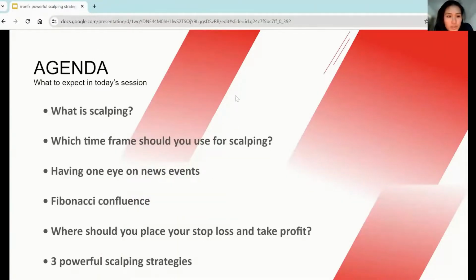So here's our agenda for today. We're going to firstly start off by doing a quick intro to scalping. Then we'll look at which timeframes we should use, followed by looking at how you can use news events to your advantage, especially when scalping. And then we'll look at Fibonacci confluence, where you should place your stop loss and take profit. And lastly, the three powerful scalping strategies.